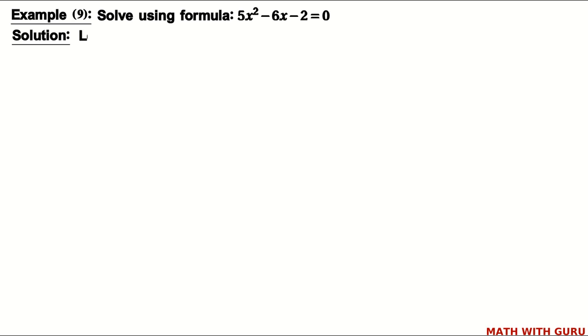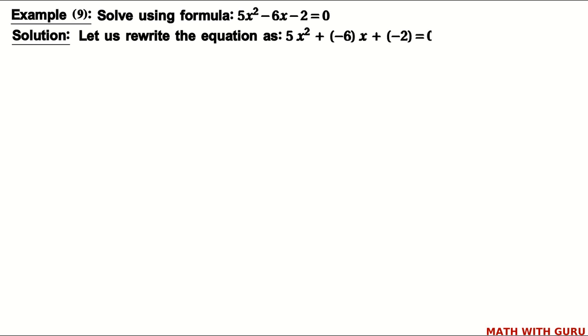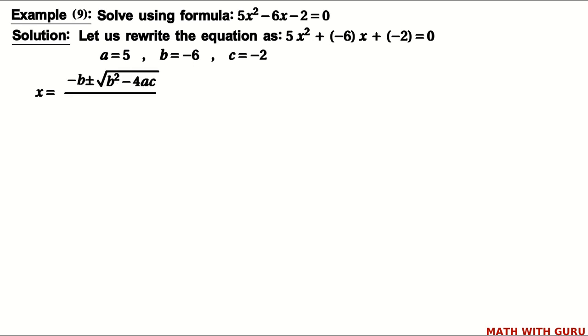Here is one more example. Solve using formula. 5x squared minus 6x minus 2 equals 0. We can rewrite the equation as 5x squared plus minus 6 into x plus minus 2 equals 0. A equals 5, b equals minus 6, c equals minus 2. The quadratic formula is given by minus b plus or minus root of b squared minus 4ac whole divided by 2a. Let us substitute the values and then simplify.